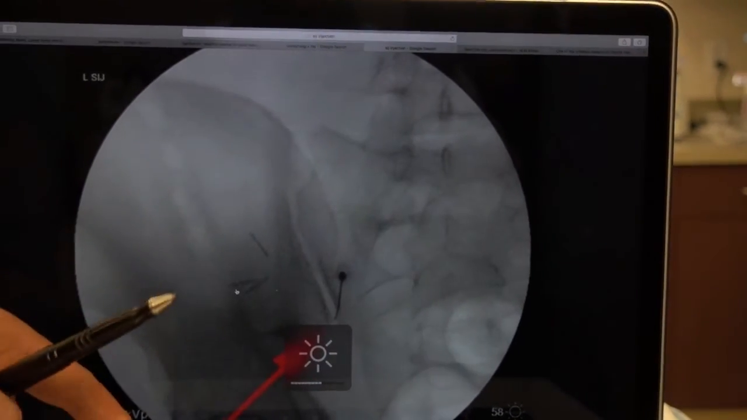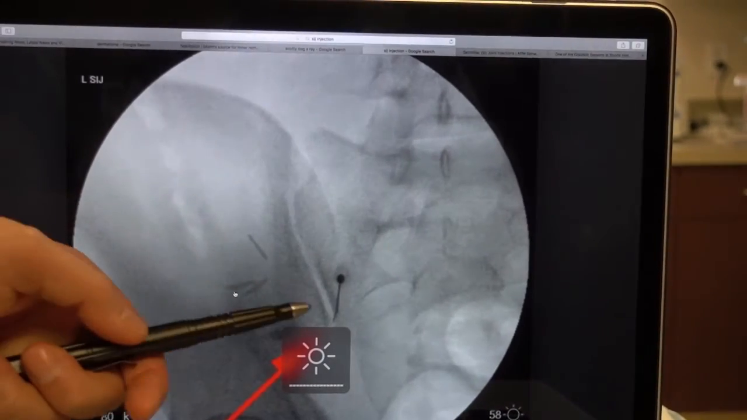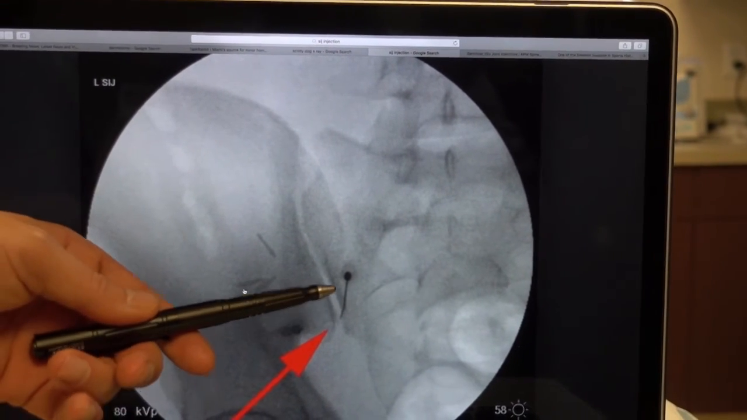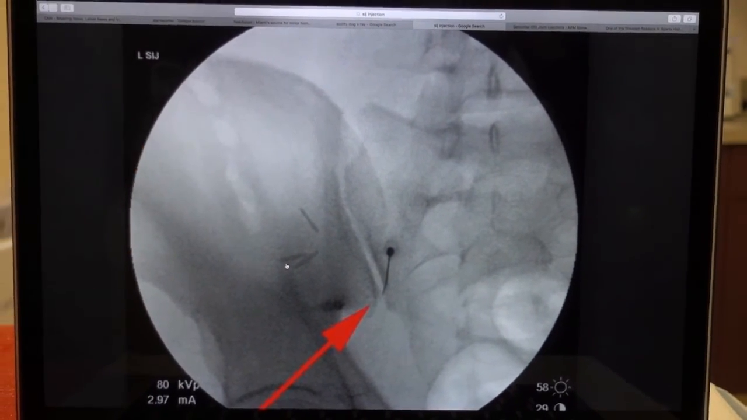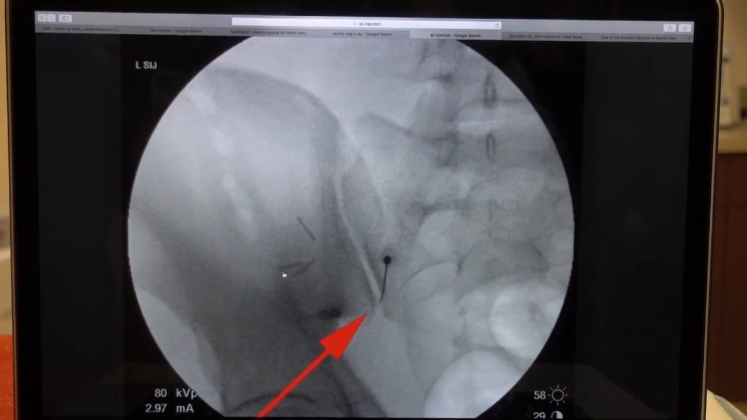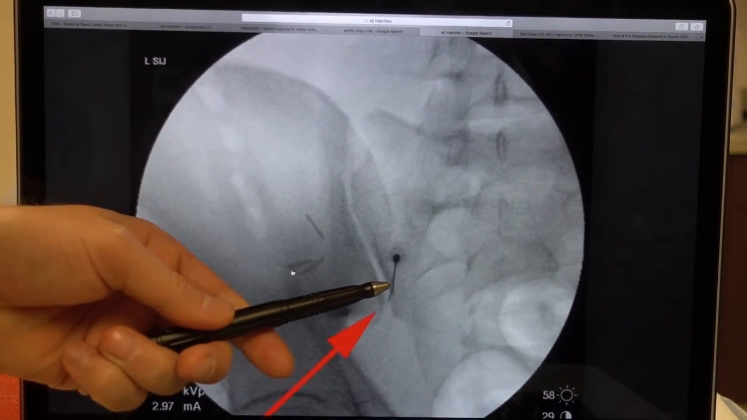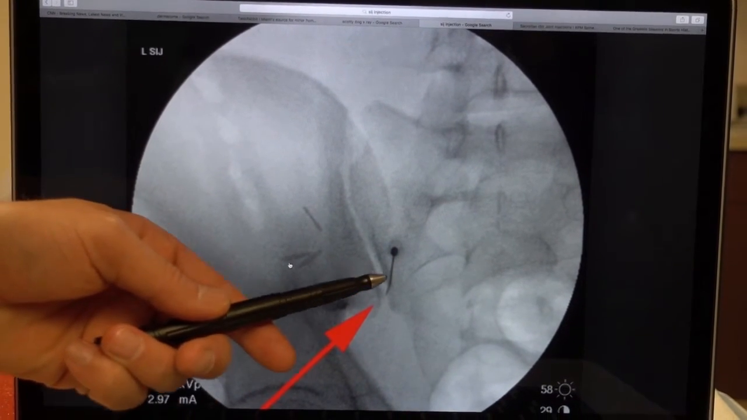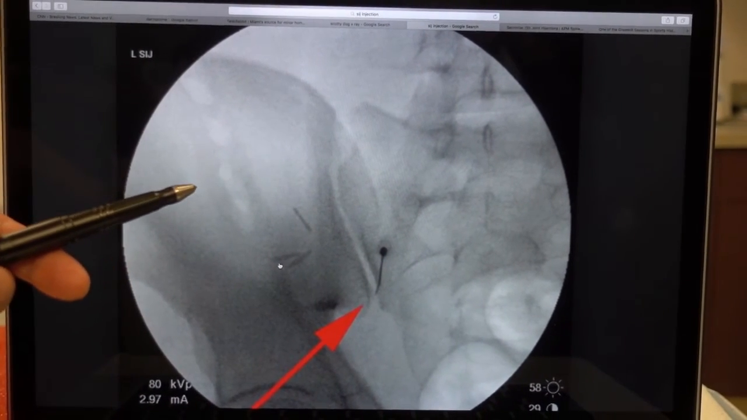Then secondarily what we do is we would simply inject contrast. And the contrast, when it wiggles up the joint line, it's almost 100% confirmatory that you are in the joint. It may form a ball here, and if it seems to darken these lines on the inside, you can also still be in the joint.